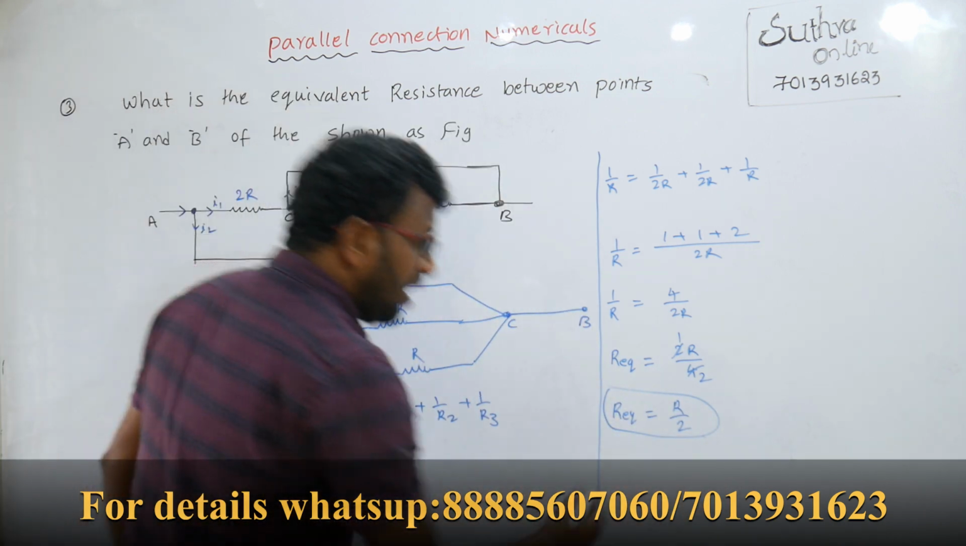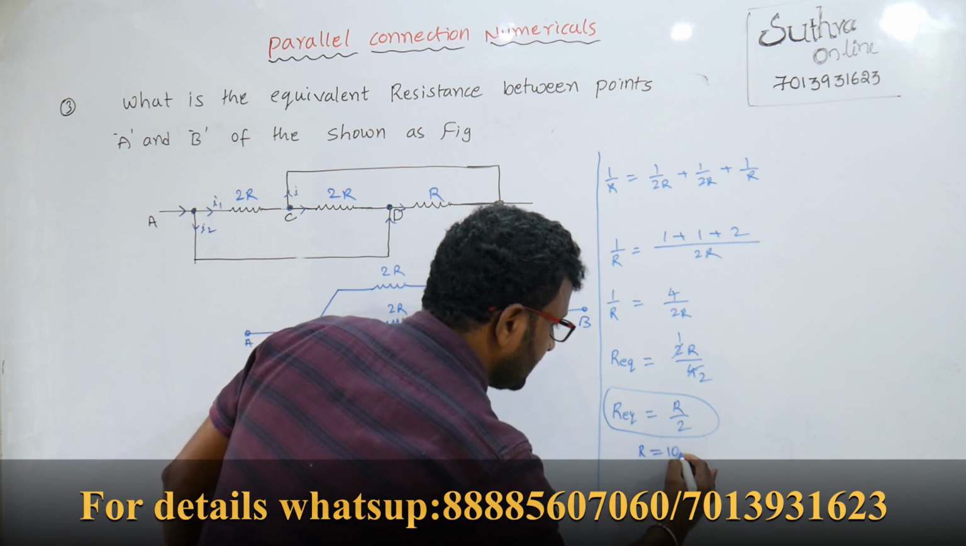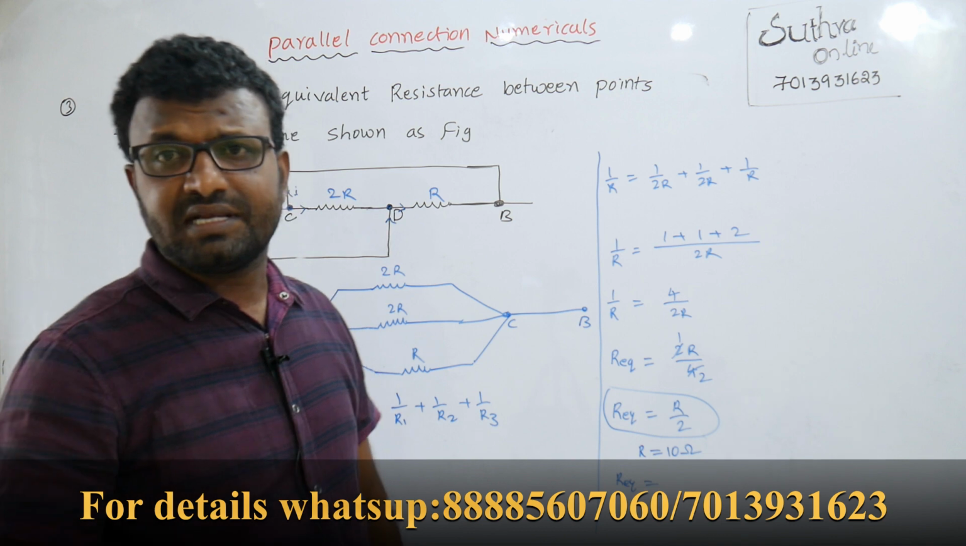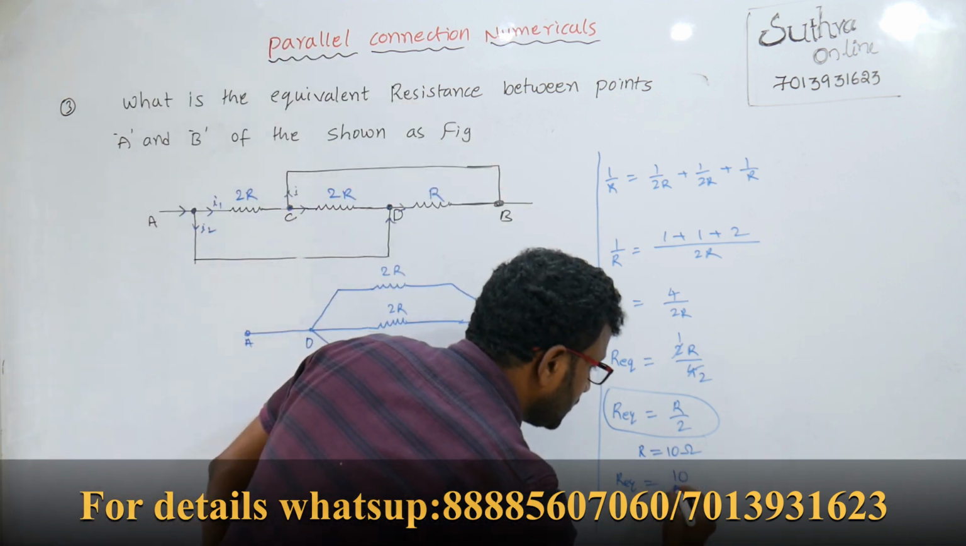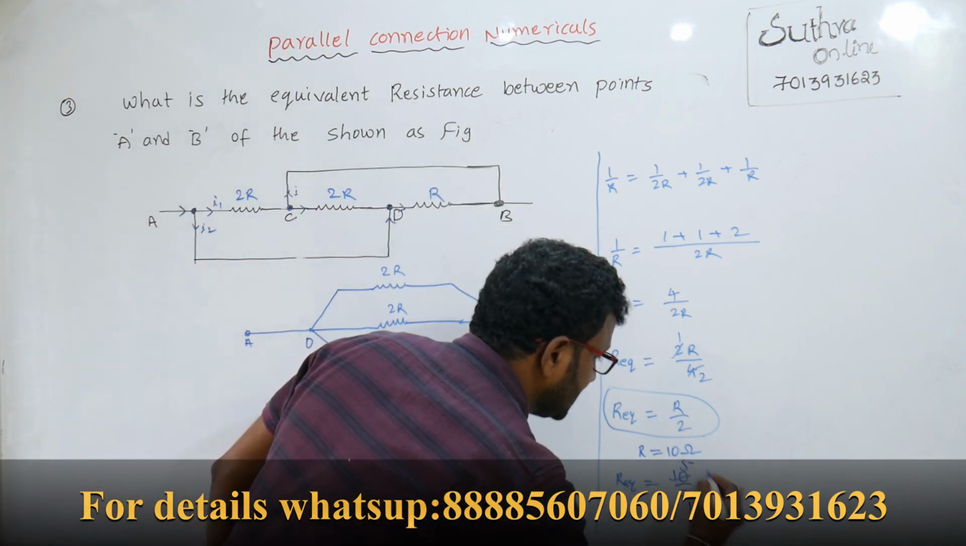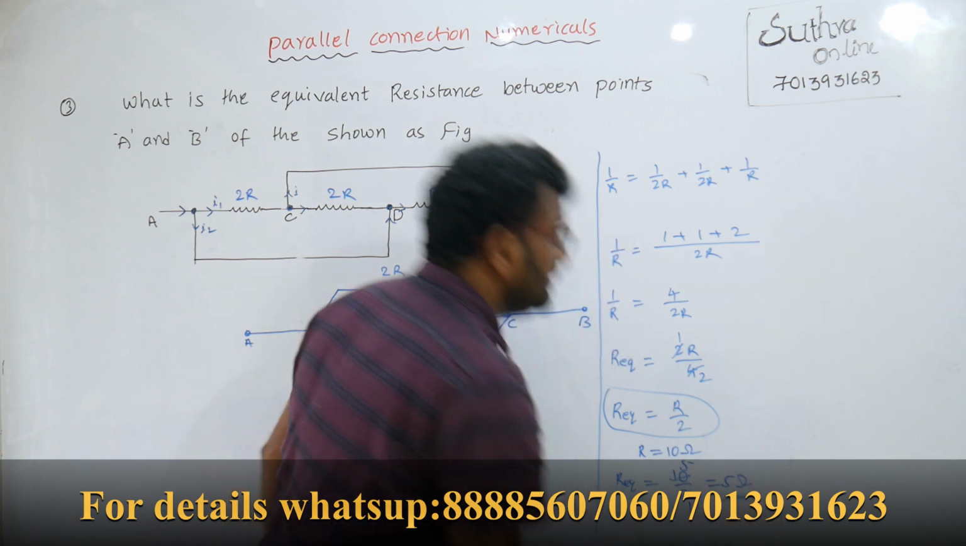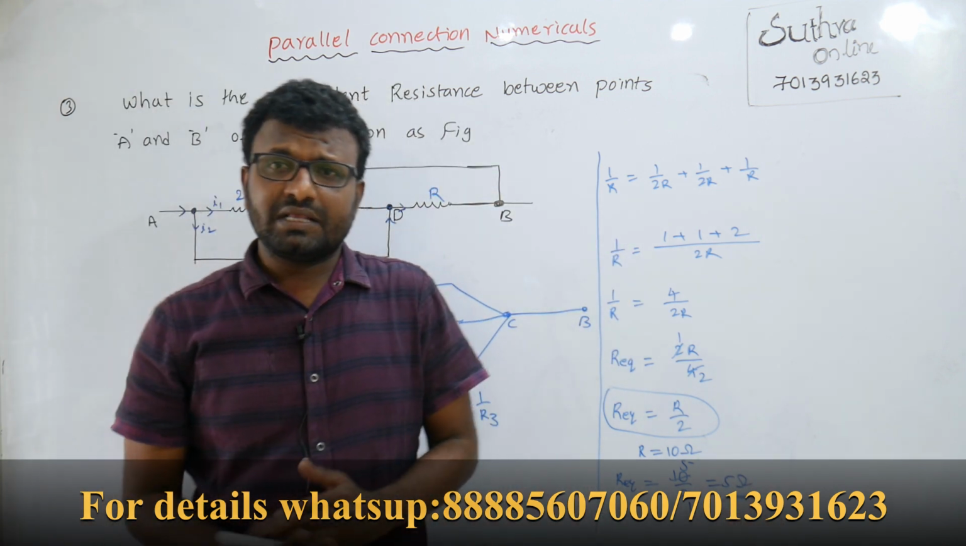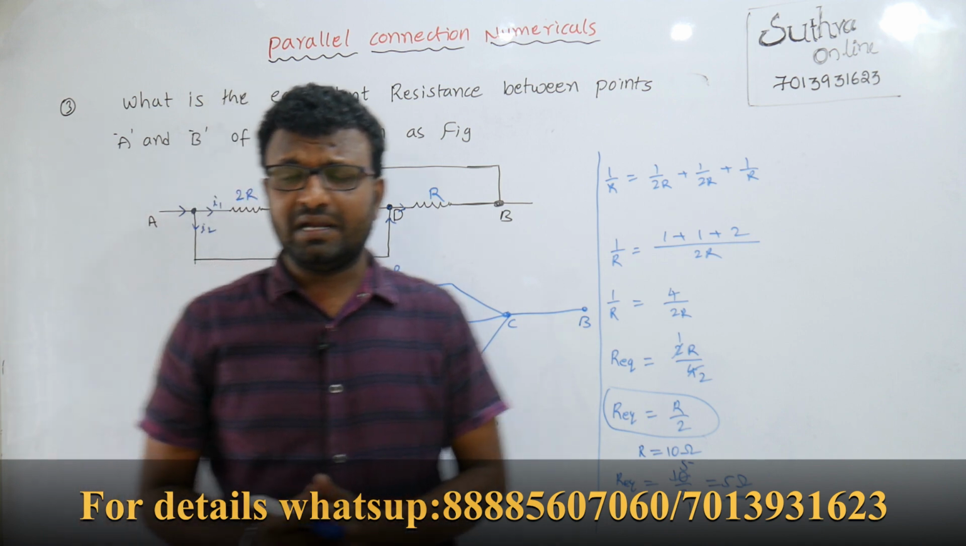If I take R is equal to 10 ohms, then what will you get? Here the effective resistance is 10 by 2. That means 2 1s are 2, 2 5s are 10. So 5 ohms is the effective resistance in the circuit. Okay. So these are the problems based upon parallel connection.